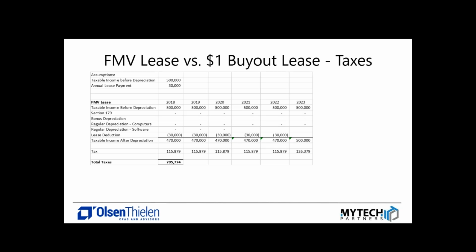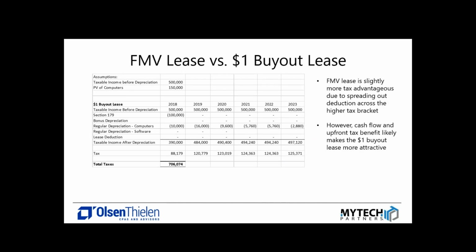Here's kind of an example of what it looks like. So this is a fair market value lease. Say you have an annual lease payment of an equipment of $30,000. You get the $30,000 over the lease payment over 5 years. Your total taxes is $705,000 over that 6-year period. I just kept the 6-year period in there, and it's completely flat because you pay a fixed amount each month for the life of the lease term.